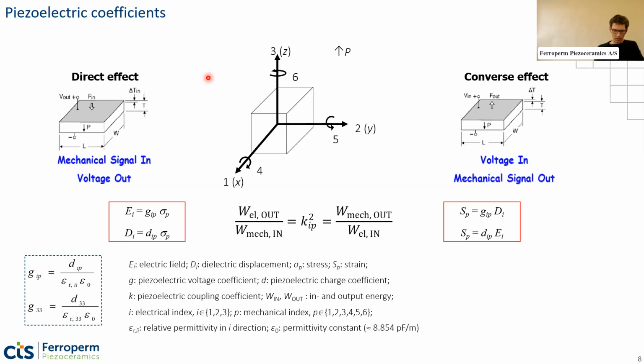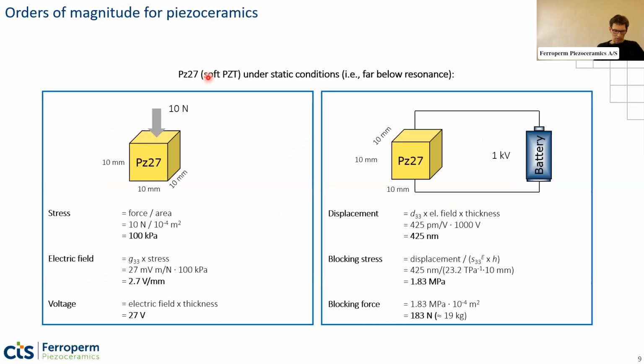Okay, I will move on now and just take some examples here. So here you have just a little cube of piezoelectric ceramic material. It's one of our materials, and it's just in order to illustrate the numbers and the orders of magnitude involved. So here you see the stress in the case where you apply a force of 10 Newton. So the stress is found quite simply by just dividing by the area. And then you use one of the equations I showed before, multiply by G33, that you look up in the table for Piezo27, and then you find this electric field, and this can be converted to a voltage of 27 volts by multiplying the field by the thickness. So quite a high voltage for a rather small force of only 10 Newton.